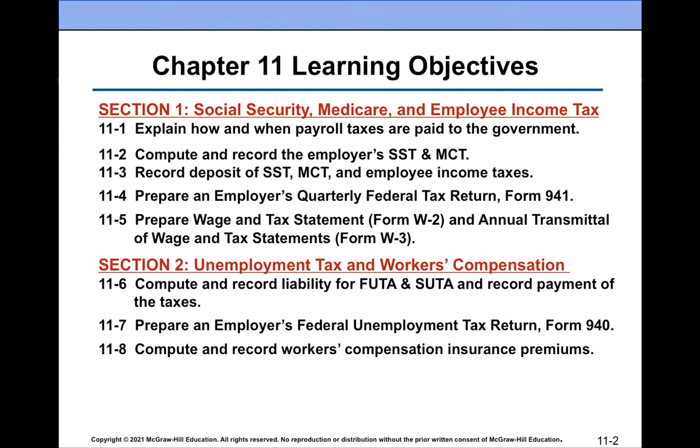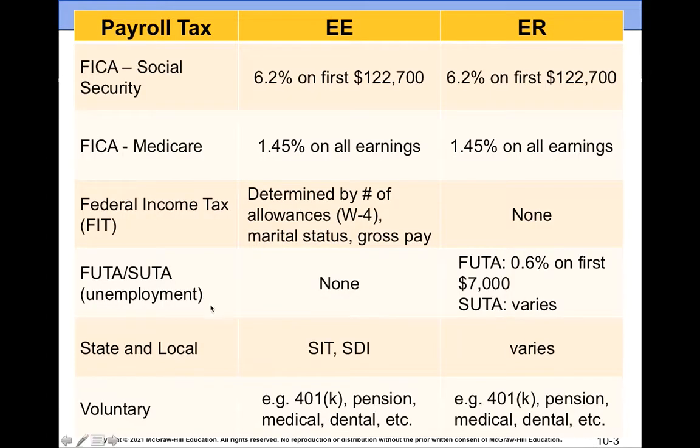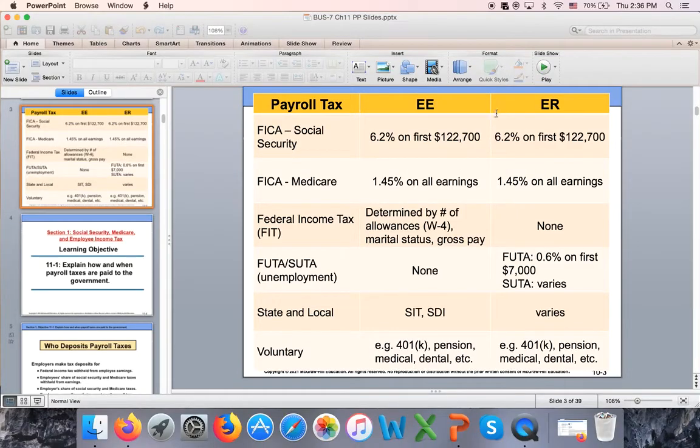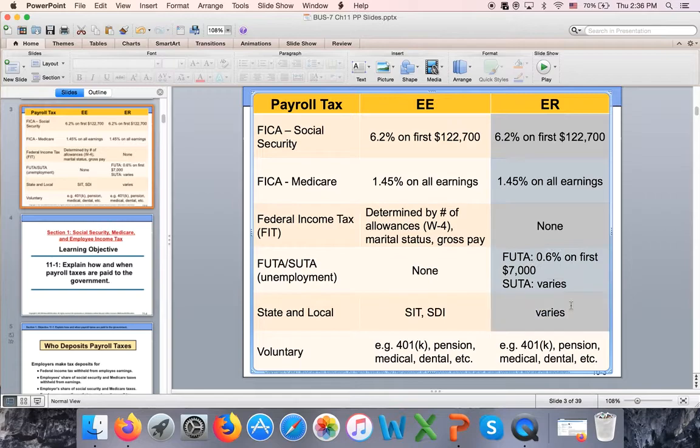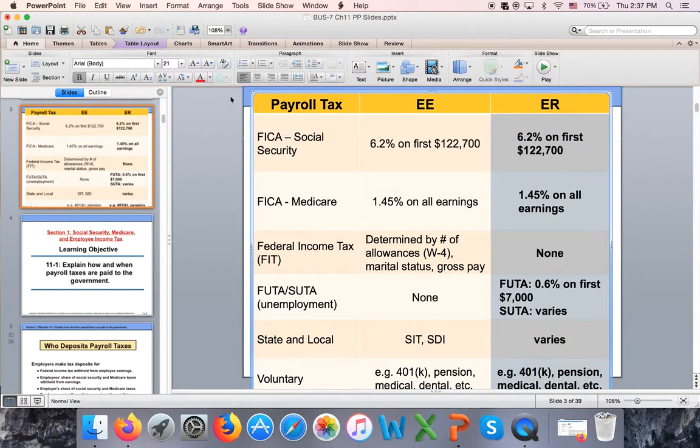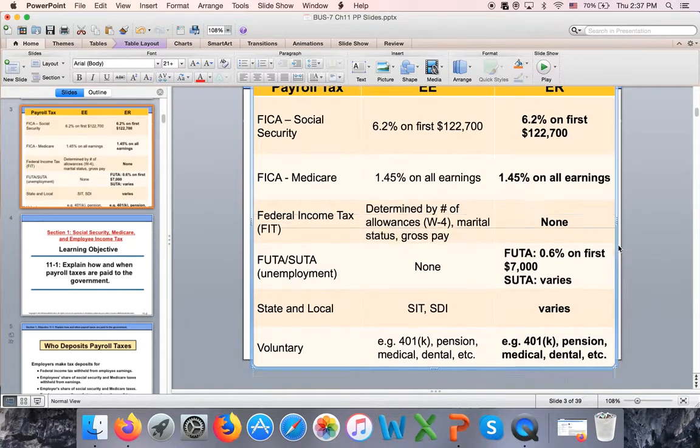Let me go directly to this slide, which I just copied from chapter 10. So we're focusing on this folder, the employer's folder. What we're going to talk about in this chapter is the portion of taxes paid by the employer.